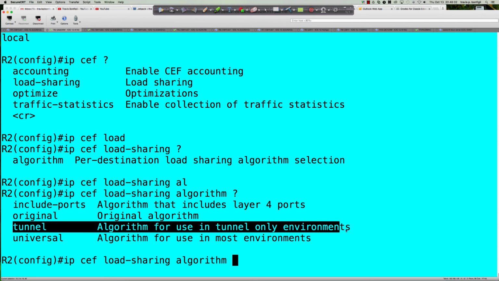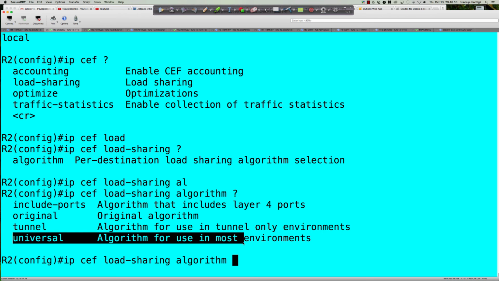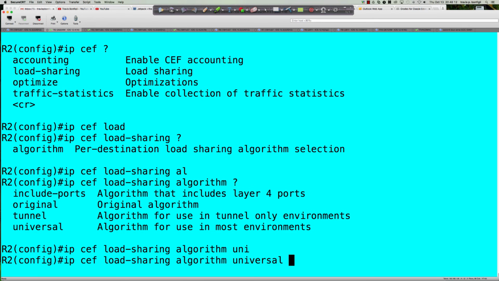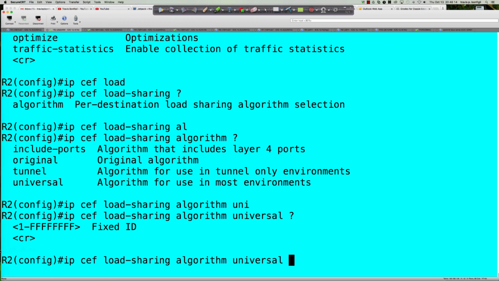Now, if your environment is super heavy on tunnels, you could use the tunnel load sharing algorithm, or universal, right? And even with universal, we can specify our own universal ID if we think that for whatever reason the universal ID that's being provided for us isn't actually functioning.